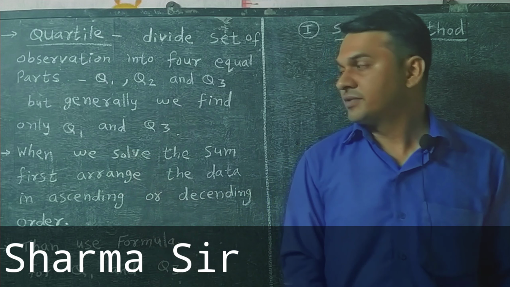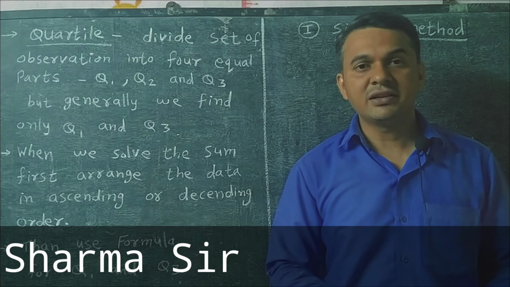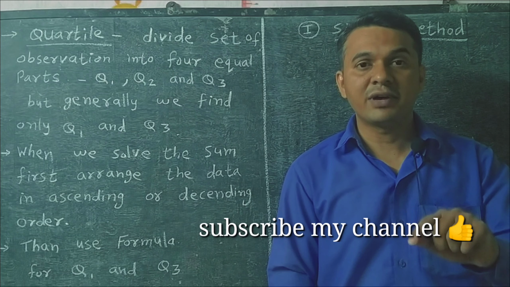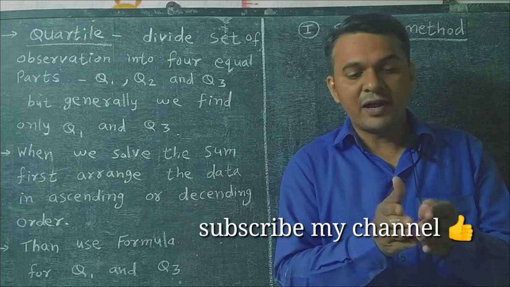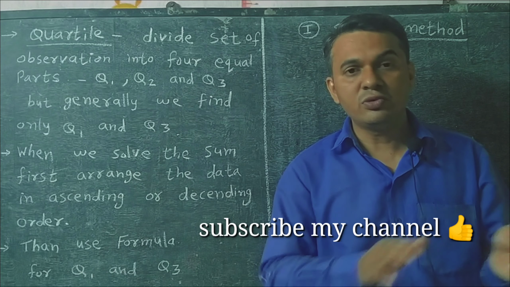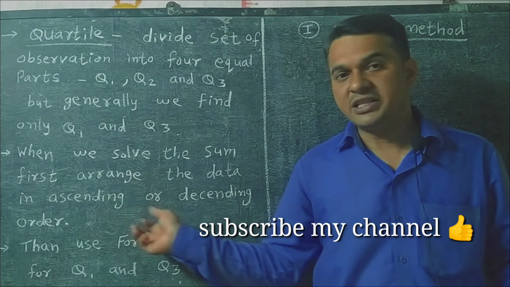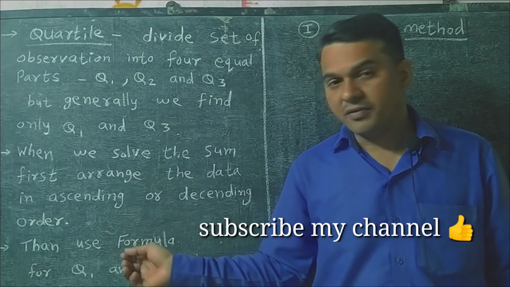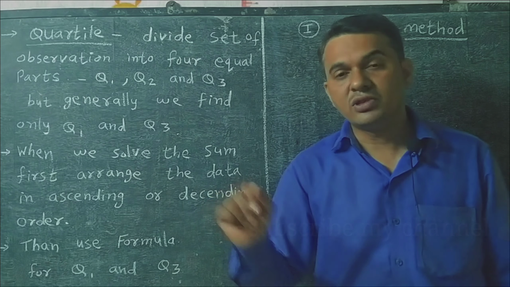When we solve the sum, first we arrange the data in ascending order, otherwise in descending order. Ascending means small value to largest value, and descending means the opposite of that, largest value to smallest value. After ascending or descending order, what do we do? We solve our sum by use of the formula for Q1 and Q3.